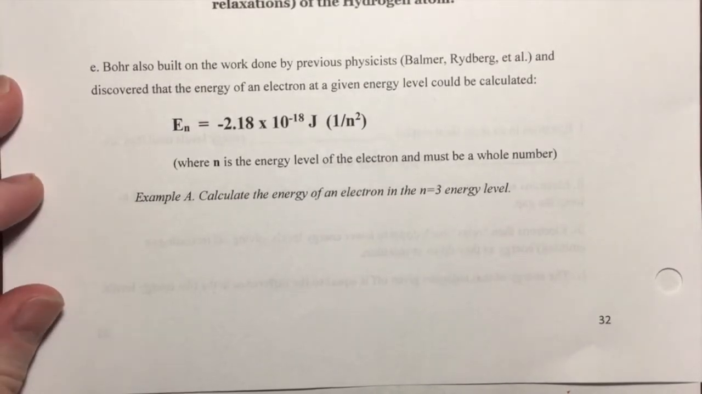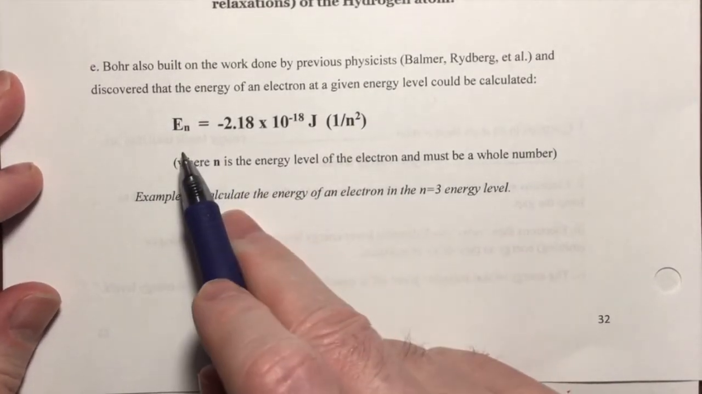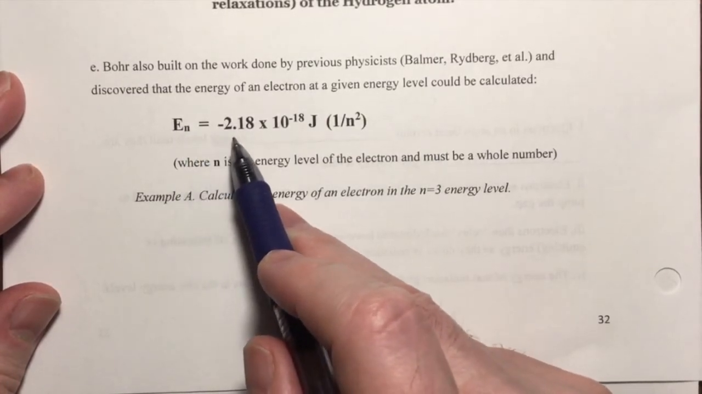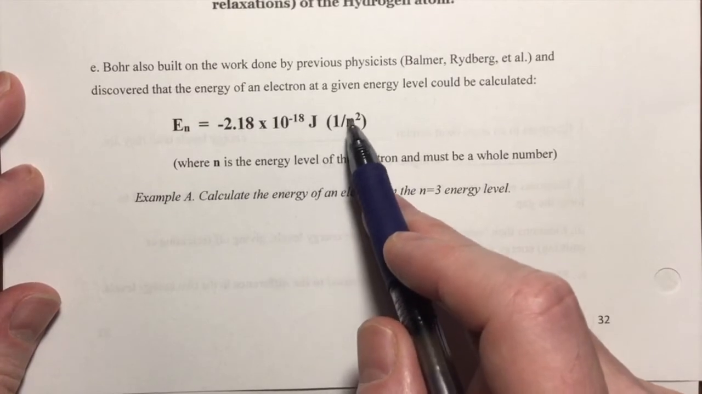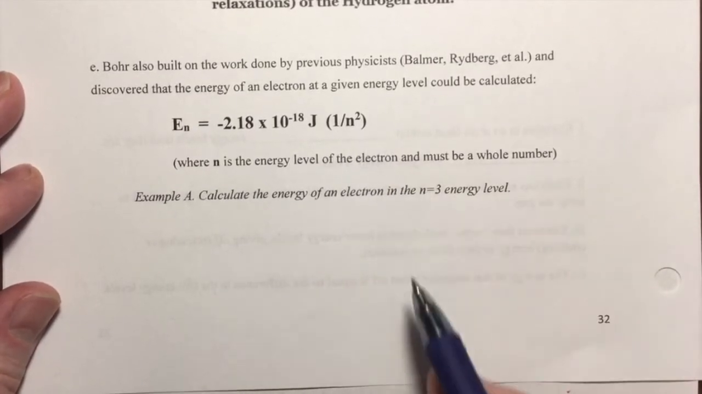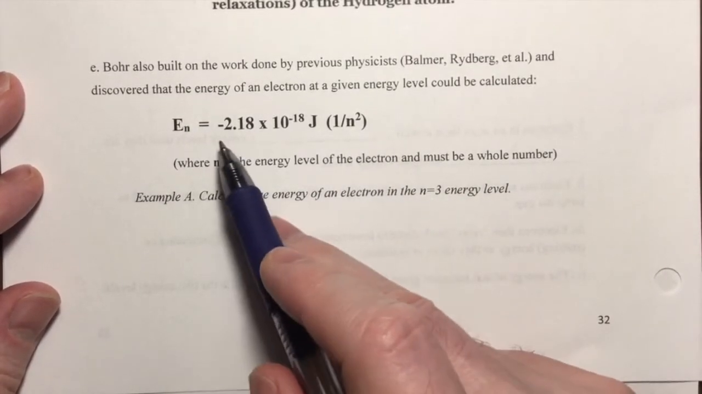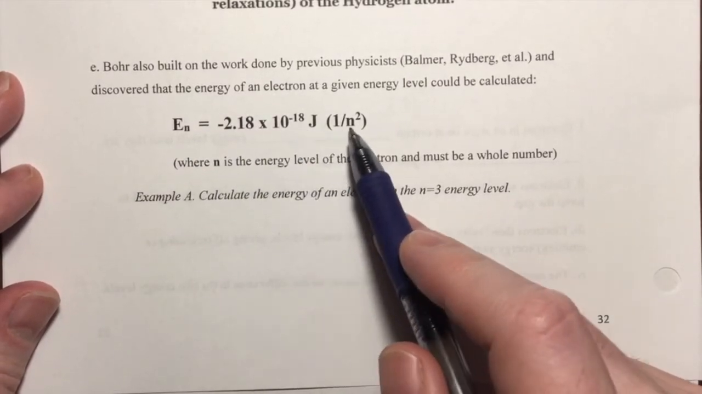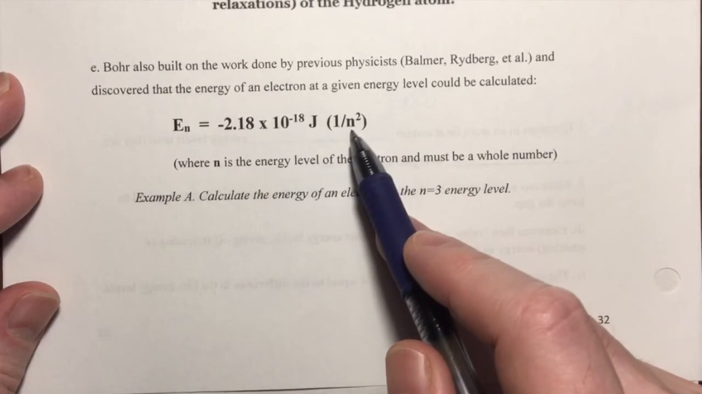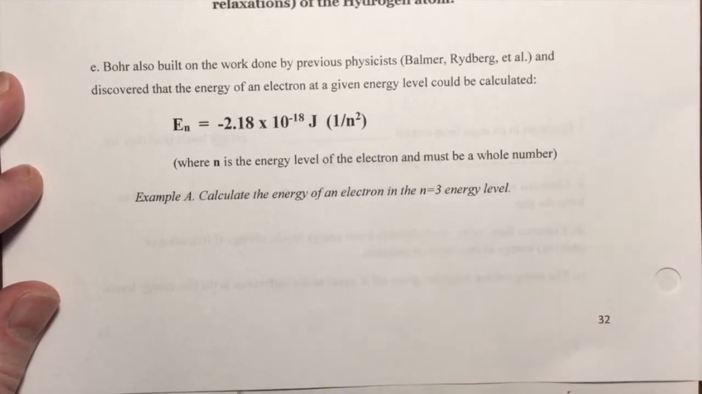All right, returning to this problem, we have the Bohr equation. E sub n equals negative 2.18 times 10 to the negative 18 joules times 1 divided by the n value squared. Have to be very careful to make sure that we don't forget the negative sign in there. And we don't want to forget to square that n value, okay?